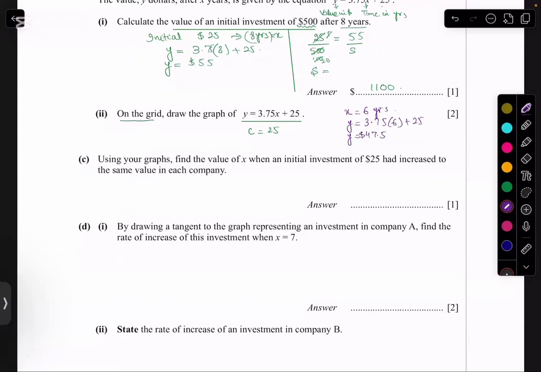Now, using your graph, part C. I hope up till here everything is clear. Part C: using your graph, find the value of x when an initial investment of $25 has increased to the same value in each company, meaning company A and B. Same value means it has to be the point of intersection. Same value occurs when we have common points here.